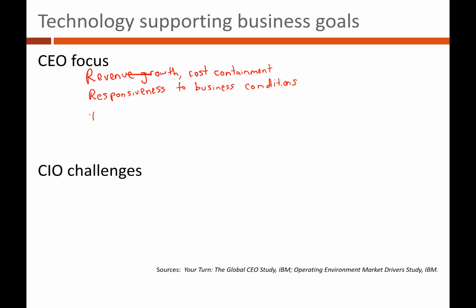And then the third thing that was on the CEO's list was improving the company's, I'm just going to abbreviate that, improving the company's internal skills.